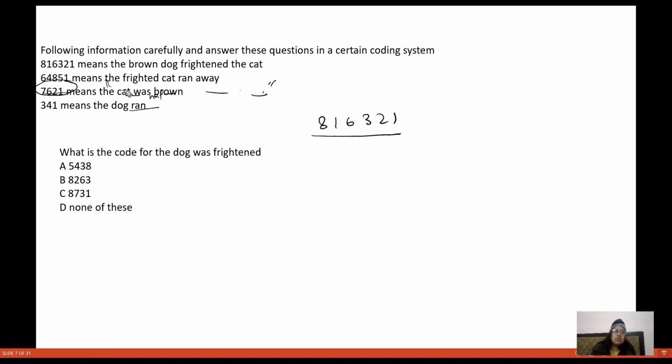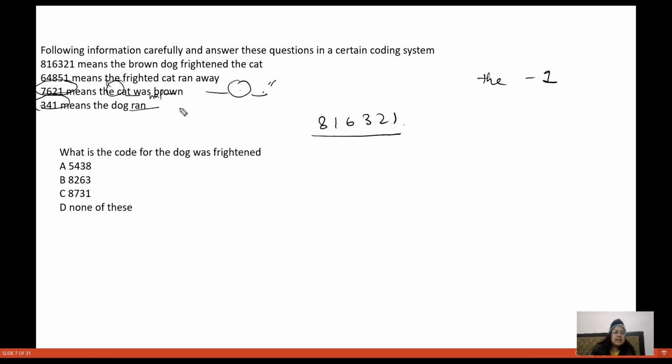816321 means the brown dog frightened the cat. Now here one thing that you can observe, that da is 2 times, so da is definitely 1, because 1 is 2 times.